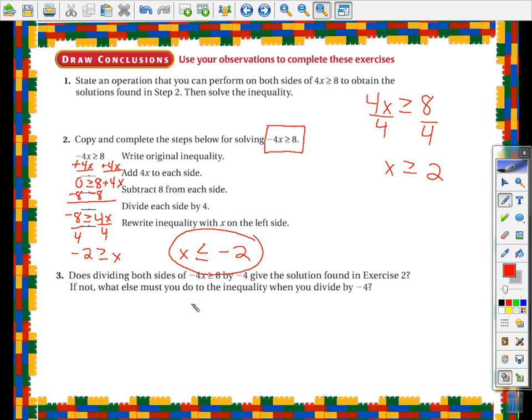Now in the next problem, negative 4x greater than or equal to 8, it says divide by negative 4. When you divide by negative 4, you have x is greater than or equal to negative 2. Was this the same as what we had for this problem? No, there's one huge difference. We must also reverse the inequality symbol. So whenever you multiply or divide by a negative number, you must reverse the inequality symbol to get the answer correct.